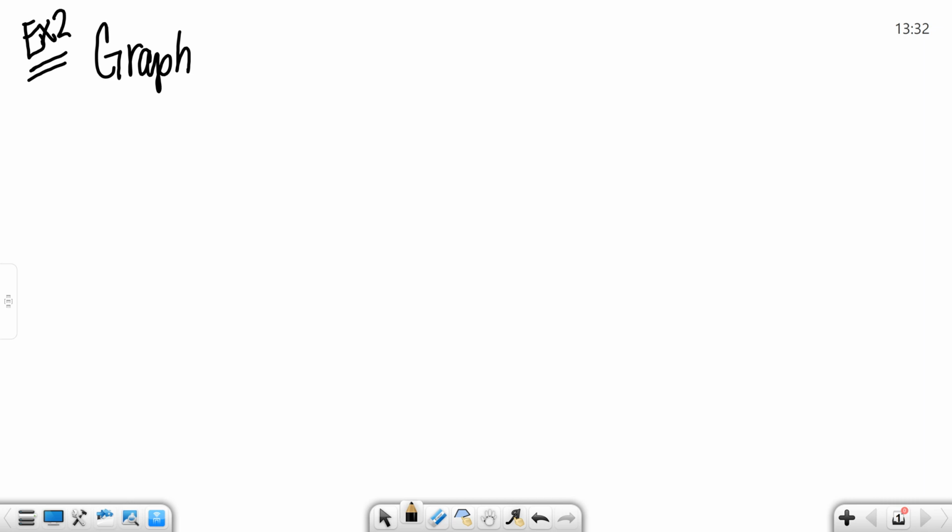So again, we are going to graph and locate the foci. And since we're graphing, that means we also need to know the center, the vertices, and those endpoints that join the minor axis.